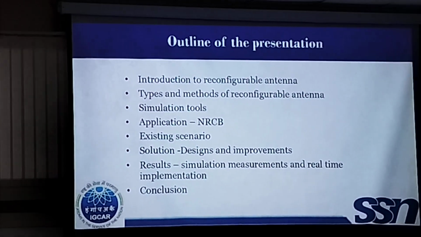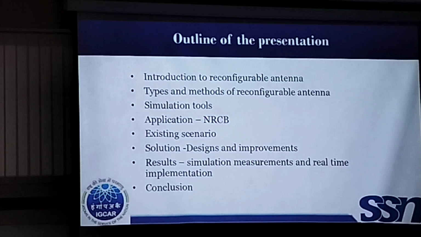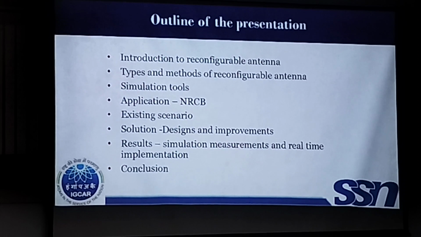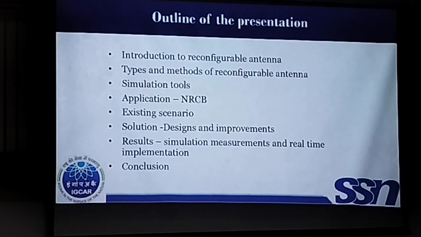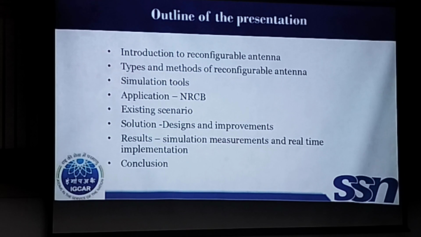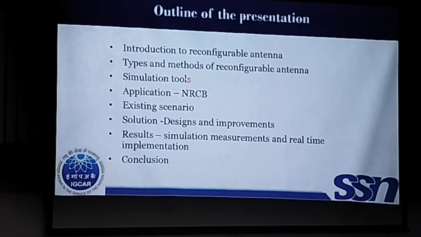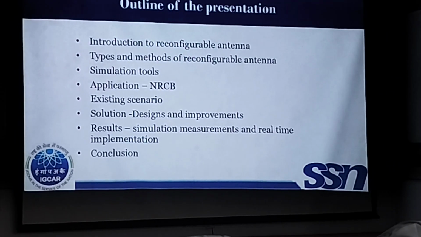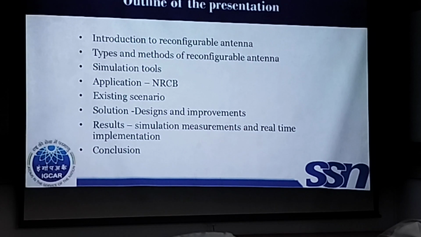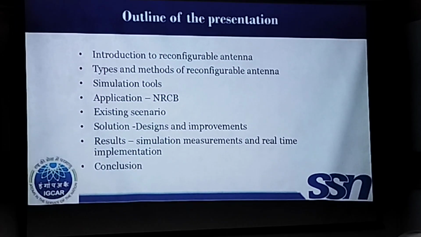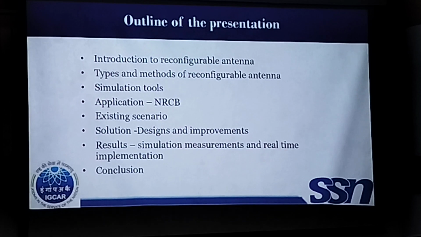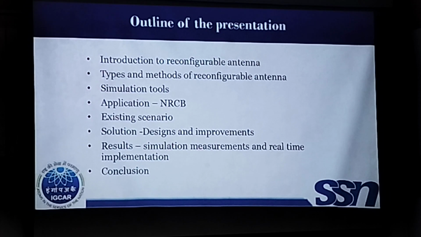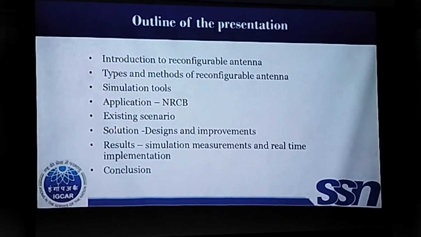Then applications. Here I mentioned a particular application, which is NRCB. As Madam said, we had a collaborative work together with IGCAR. This product is particularly developed for IGCAR. It is the nuclear reaction containment building. There is an NRCB building at IGCAR which is totally isolated and underground, and this antenna is particularly developed for NRCB.